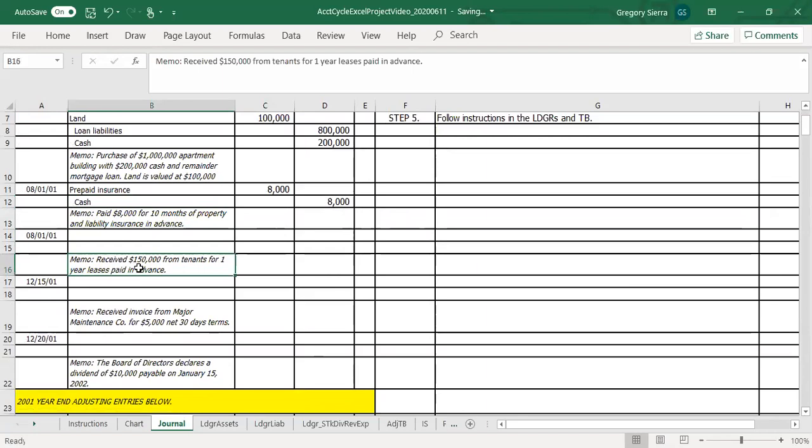Received $150,000 from tenants for 1 year. Lease is paid in advance. This is a magical rental property, but just to make life simple, we receive cash. Receiving cash, good.